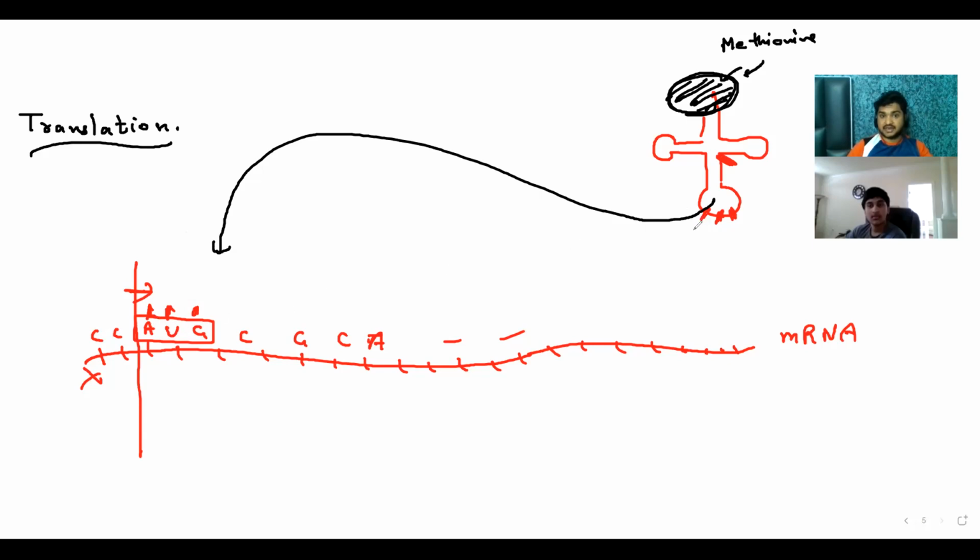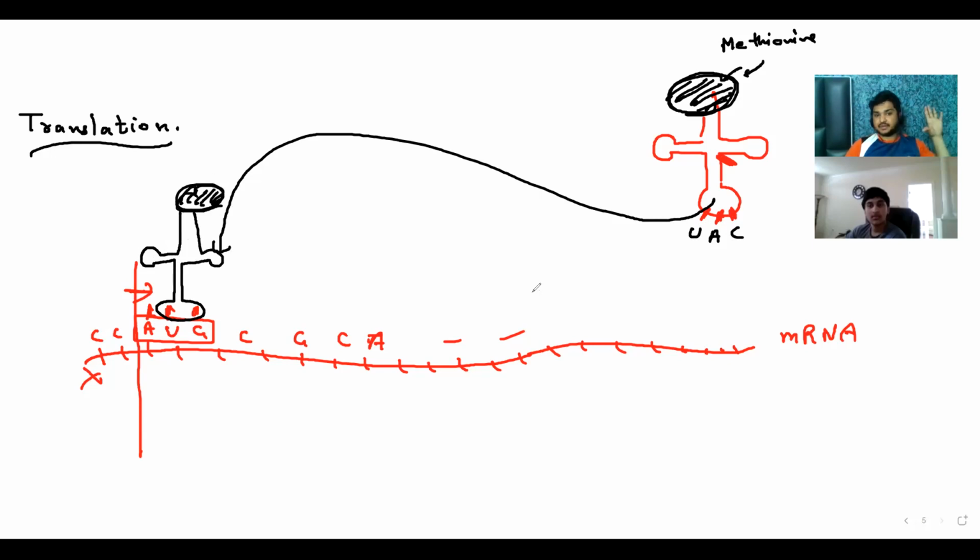This is AUG. So A is connected with U, U is connected with A, and G is connected with C. So UAC is connected to that. It's like the opposite, right? Yeah, anticodon. Now it has come over here like this, and it is bringing the amino acid.